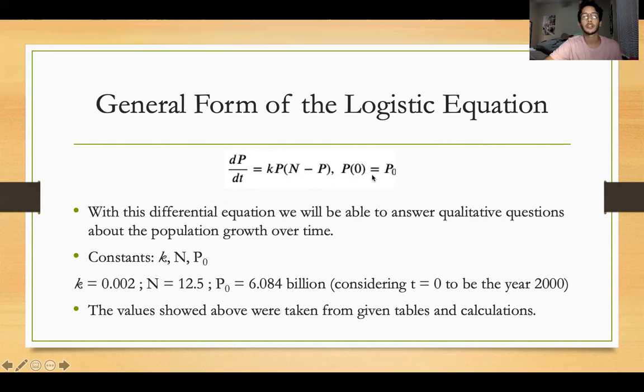Here, you see that there is no specific initial condition, because everyone who evaluates this can arbitrarily choose a year to start evaluating the behavior of the population growth. For this project, I chose the year 2000 to be the T0. And according to tables given in the previously cited article, we know that the population in this year was 6.084 billion people. Also, these two values for this constant were taken from the tables and calculations in the article.